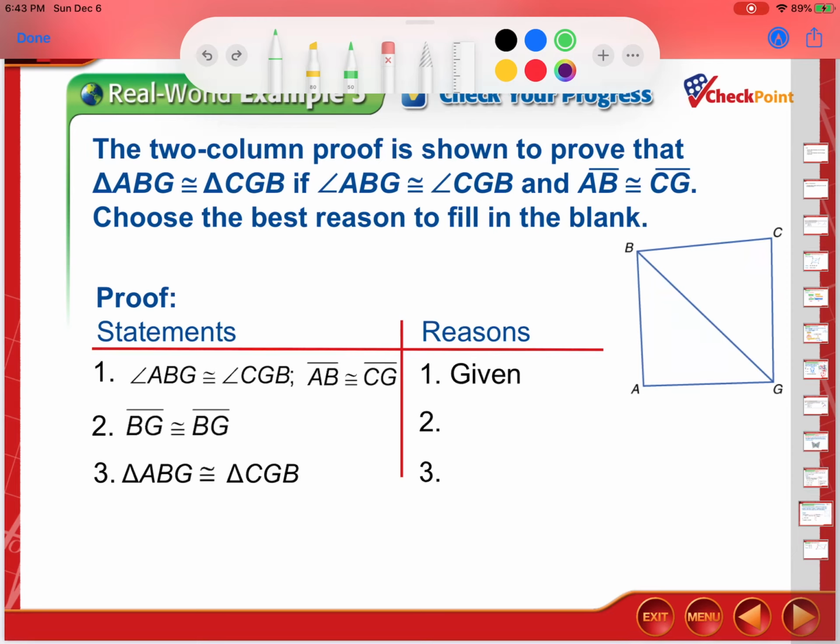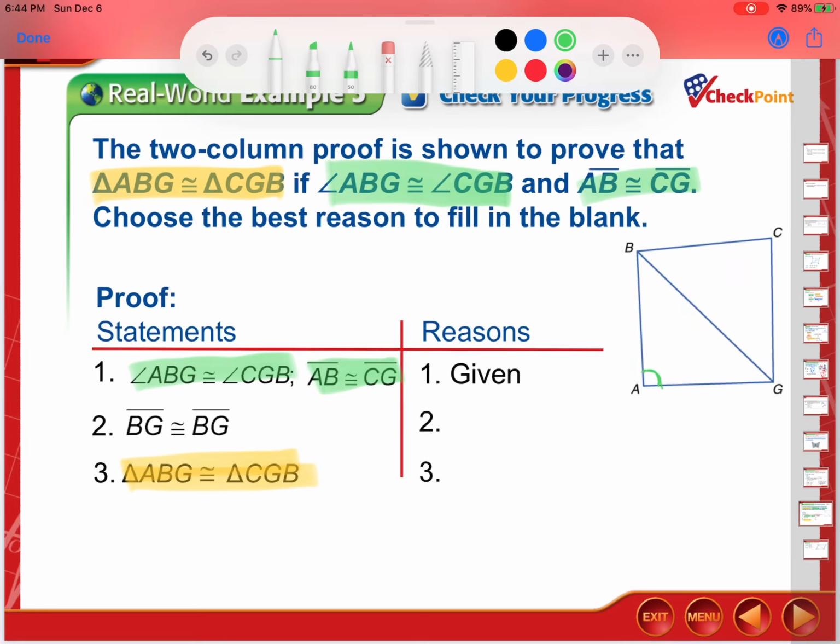So what they tell us, the two-column proof is shown to prove that triangle ABG is congruent to triangle CGB if, so first of all, our proof statement, they just highlighted it here. So we put it down here because that's going to be our last step whenever they give us a proof statement. Next, they say if ABG is congruent to CBG, so that's given, and AB is congruent to CG, that's given.